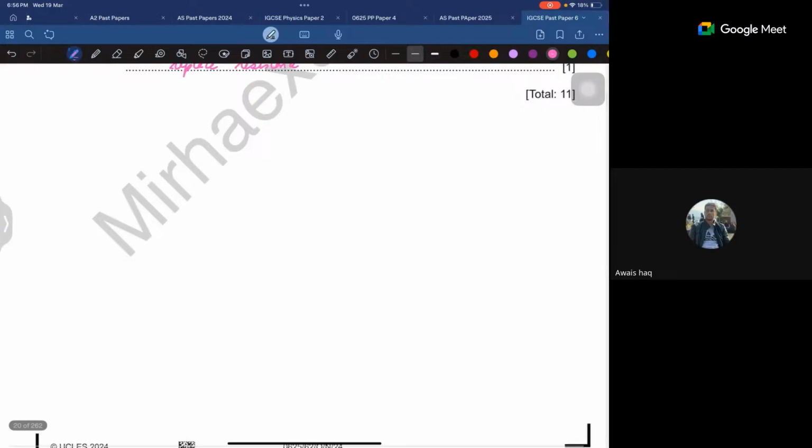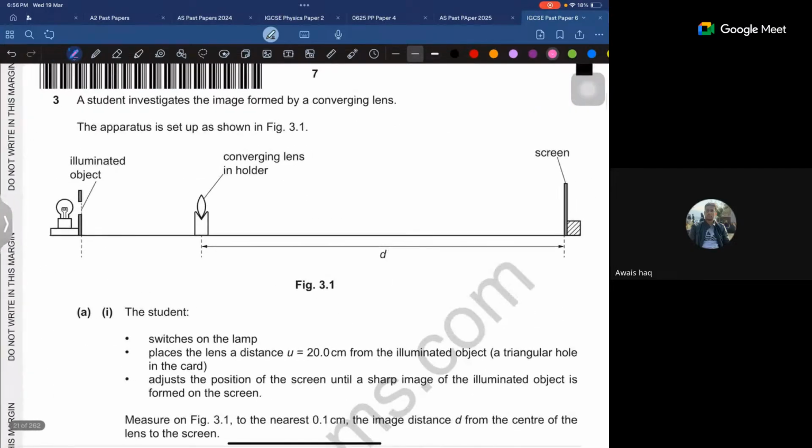Then the next, the student investigates the image formed by a converging lens. The practical setup. The student switches on the lamp, places the lens at a distance u, which is 20 centimeter, from the illuminated object, a rectangular hole in the card. Okay. So I guess this is what he's talking about. This is u.